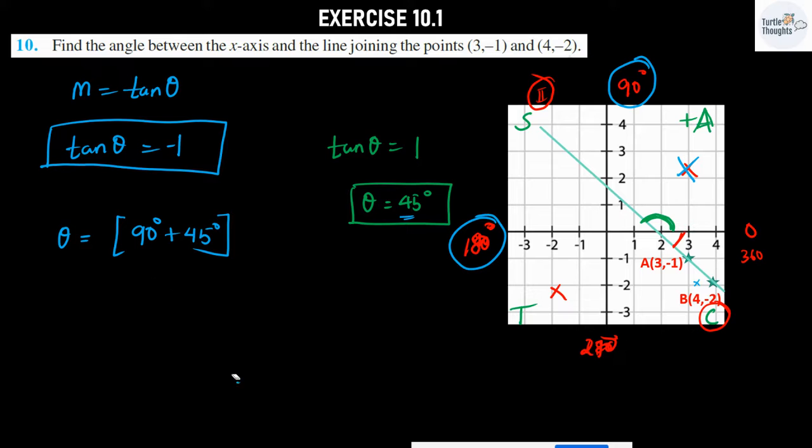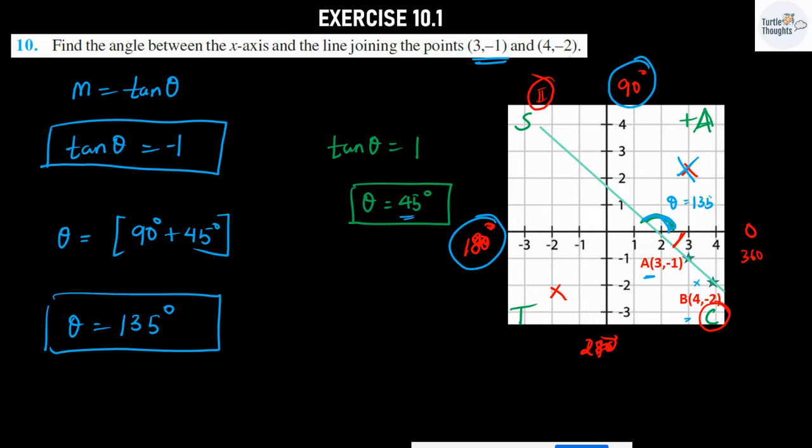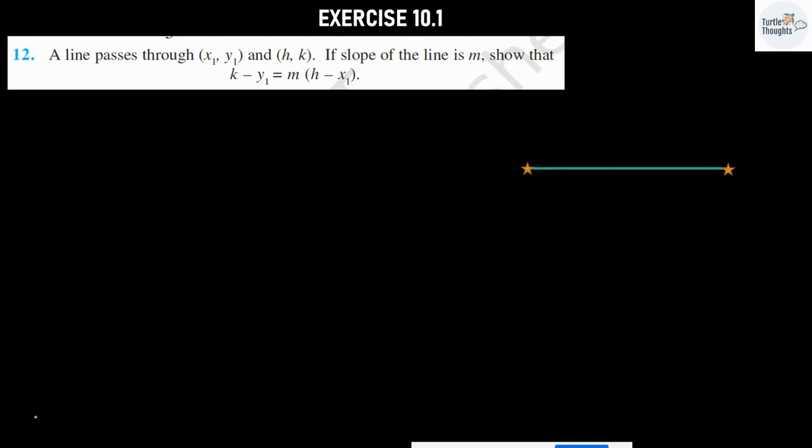So the angle is going to be 90 plus 45. 90 plus 45 is going to be how much? 135. So I can tell that the angle between the x-axis and the line joining the points (3, -1) and (4, -2) is 135 degree. I hope this question is clear. Let us move on to the 12th question.